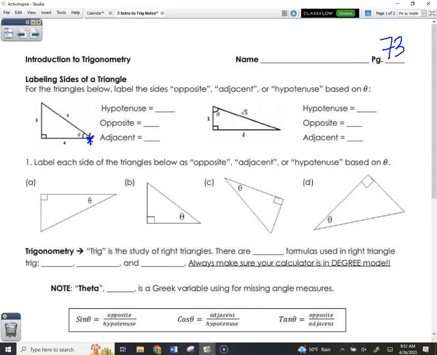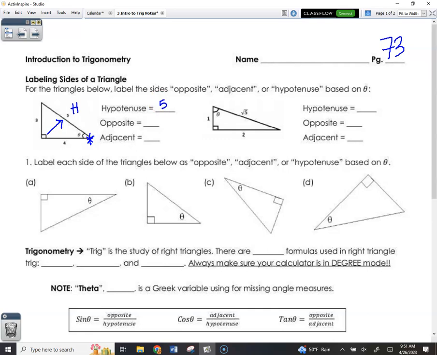What did I say to draw first in the triangle and to label first? The hypotenuse, because it never changes, right? Doesn't matter where theta is, the hypotenuse is always across from the right angle. So find the right angle, draw an arrow to the side farthest away. You can put an H if you want for hypotenuse, or you can put HYP. So the hypotenuse is 5.